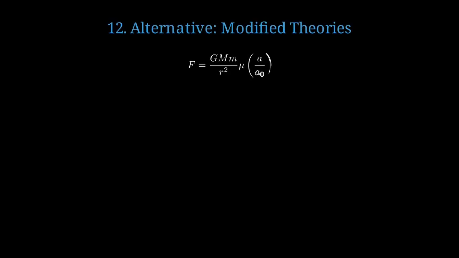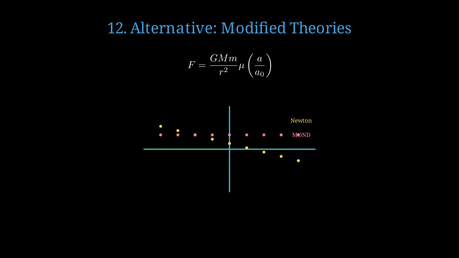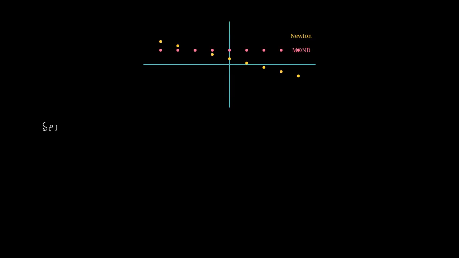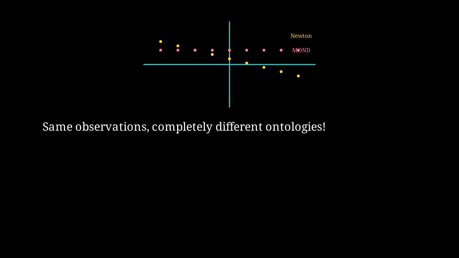MOND theory modifies Newton's law with a function mu that depends on acceleration over a critical value, a zero. This graph shows how MOND predictions differ from Newtonian gravity at large distances, potentially explaining observations without dark matter. We have the same observations but completely different ontologies, one with invisible matter, one with modified gravity.